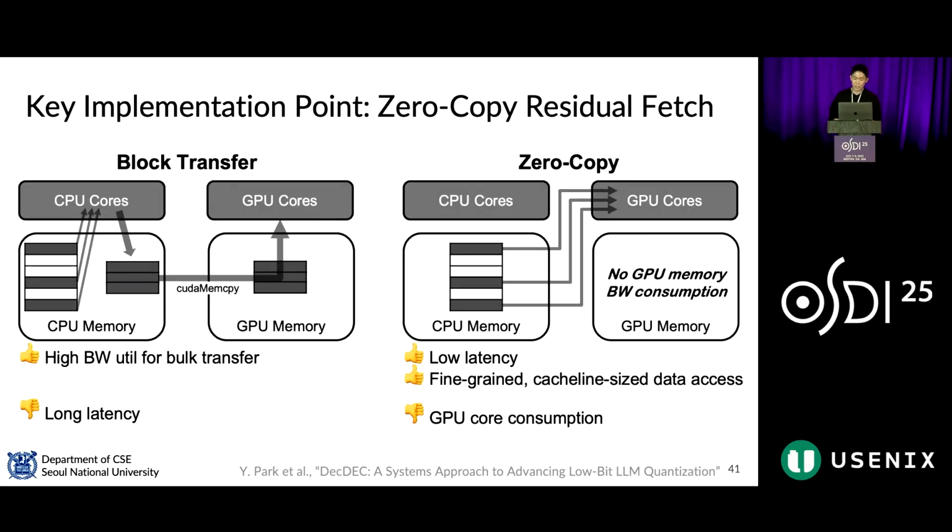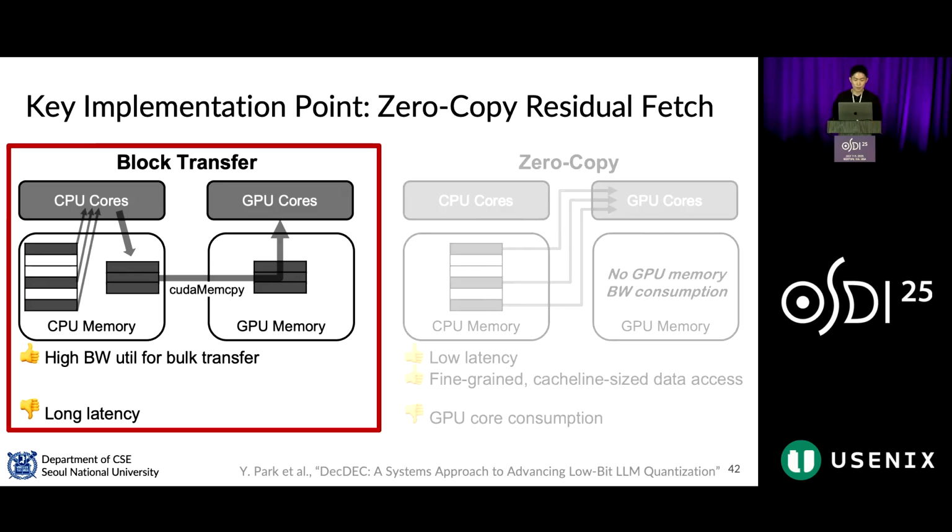First, one of the key issues was deciding how to bring the residuals from the CPU to the GPU. There are 2 main approaches for transferring data from the CPU to the GPU. The first approach is block transfer, which is to utilize widely used APIs like CUDA memcpy. This is good for sending a large chunk of data, but it can be inefficient when sending multiple small pieces of data. You first need to gather the data into a contiguous buffer before sending it to the GPU.